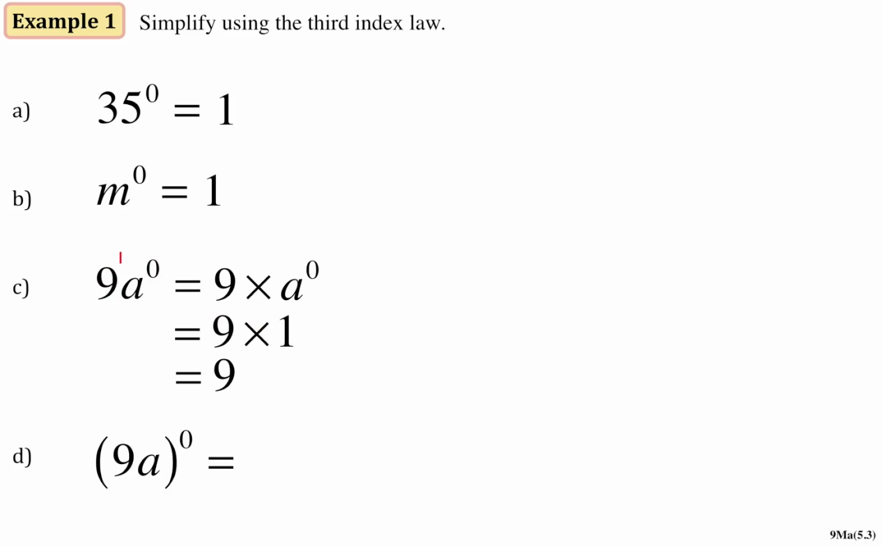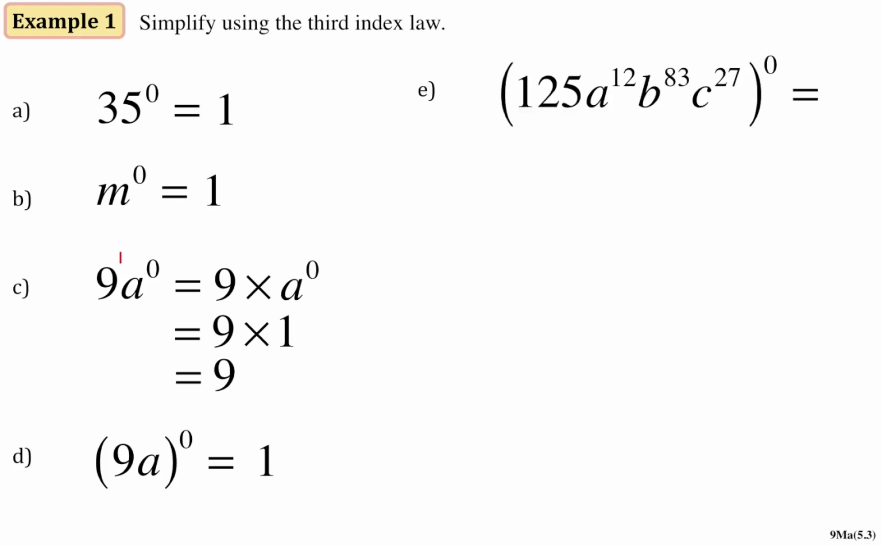Let's try this one here. Same question, different example. Everything inside the brackets is raised to the power of 0, and anything to the power of 0 is 1, so the 9 and the a are affected by that power of 0, so the answer is 1. And there we have it. The difference between part C and D is the brackets.